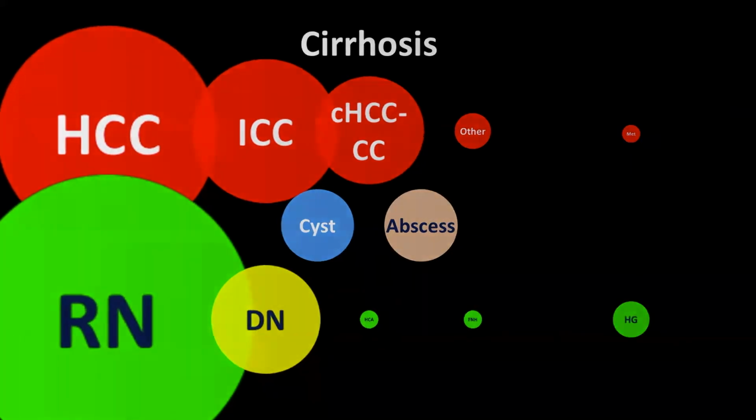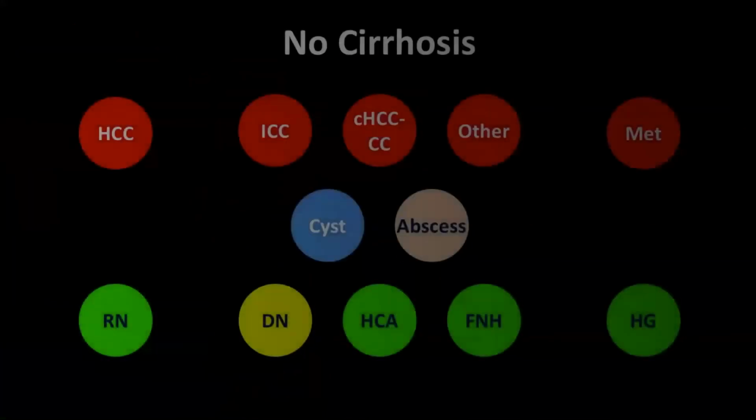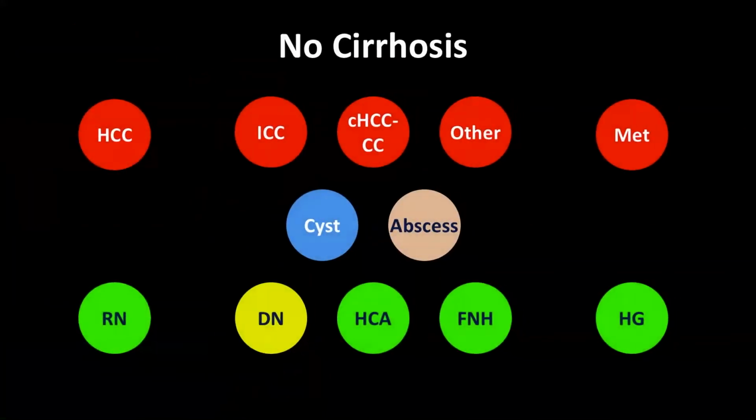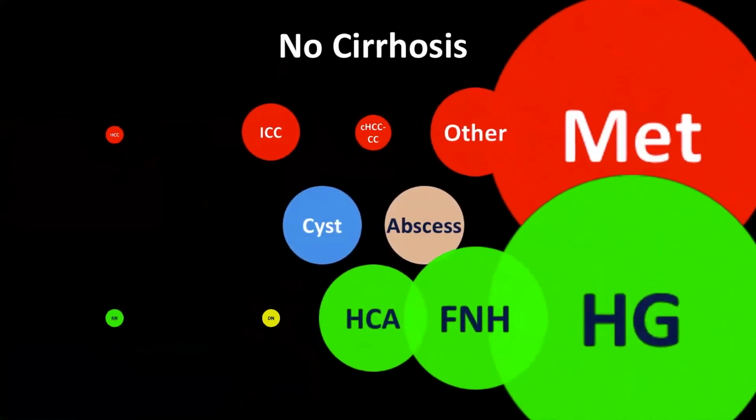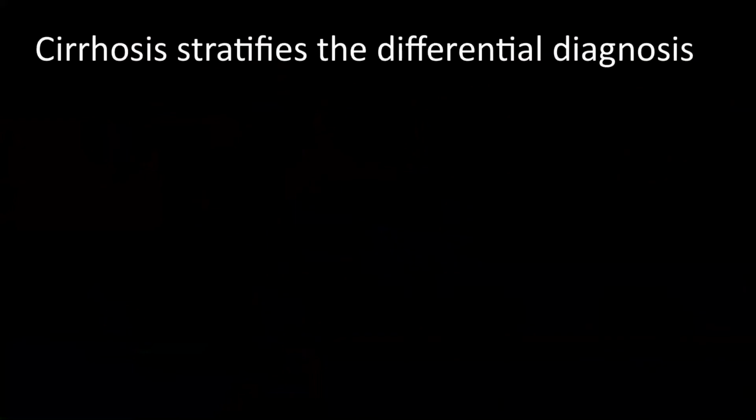And then you say, okay, well, what about in patients without cirrhosis? Does it look the same? And the answer is no. In patients without cirrhosis, it's a very different set of lesions that are common. Here we have the lesions on your right. So cirrhosis or no cirrhosis is a very important discriminator between what things we think are likely or unlikely. So cirrhosis stratifies the differential diagnosis.